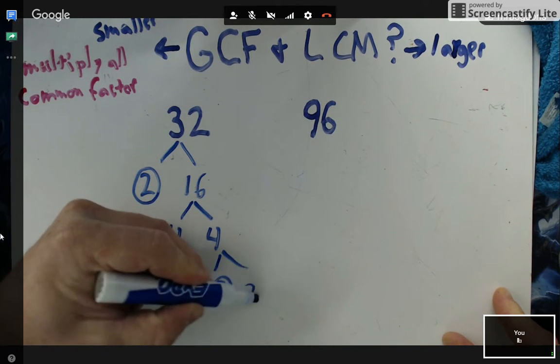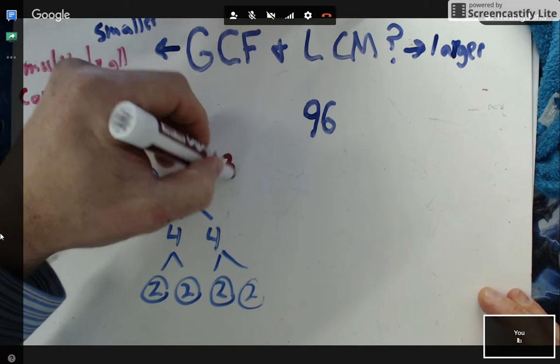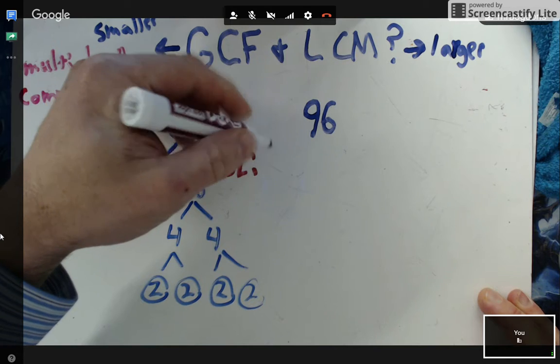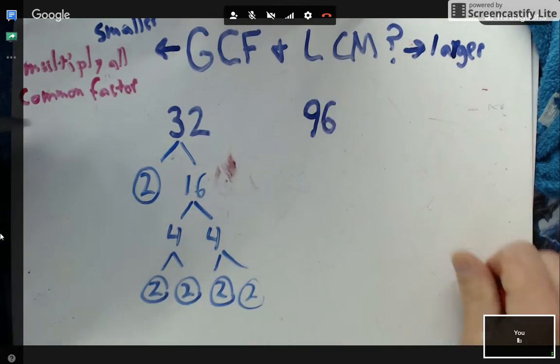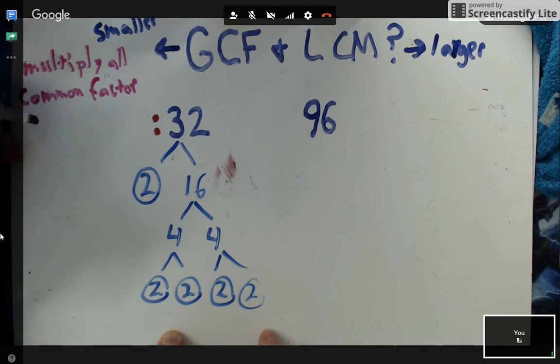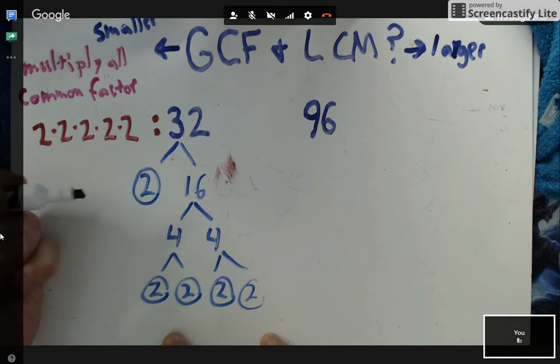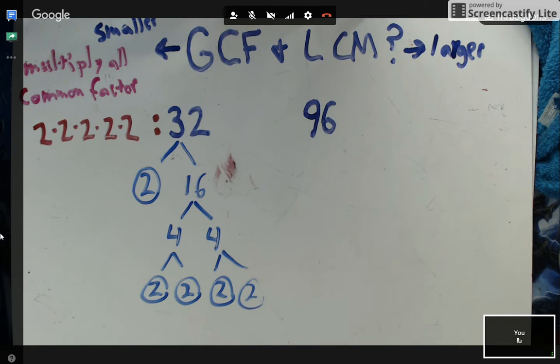Too easy. All right. Now let me write up the prime factorization of 32. I don't really have room right there, so let me write it over here. Prime factorization is what? Someone tell me the prime factorization. Exactly. 2 times 2 times 2 times 2 times 2. I'm just putting all my primes together. No big deal.